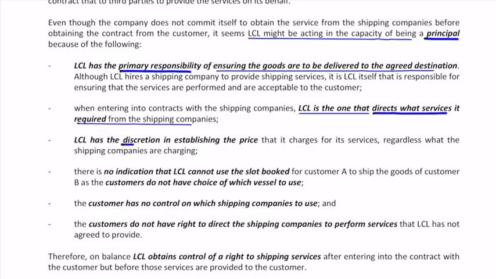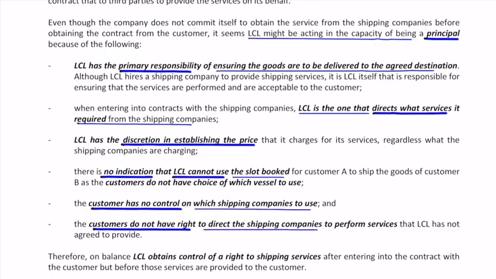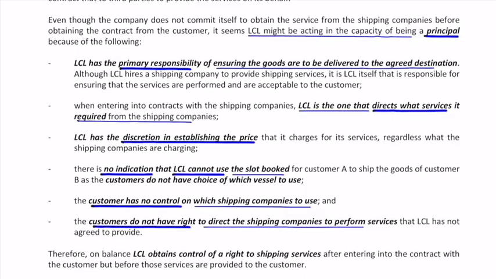LCL has the discretion in deciding how the customer is charged for the transport services. And there's no indication that LCL cannot use the slot booked for customer A and use it for customer B. As long as it makes a reservation with the shipping company, which order it is going to fulfill is up to LCL. It's not up to a shipping company, it's not up to a customer. The customer has no control over the shipping company to use. The customer does not have a right to direct the shipping company to perform the services.